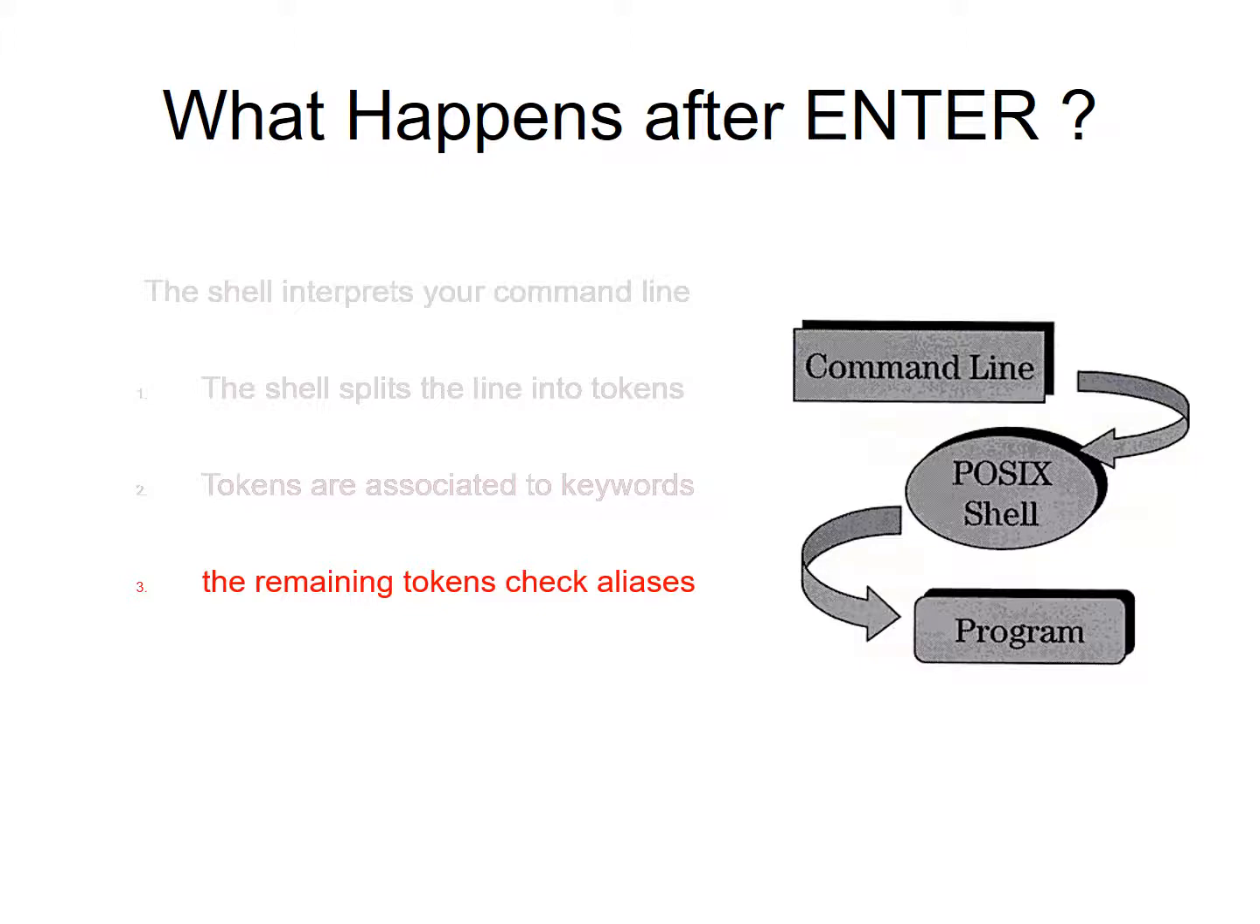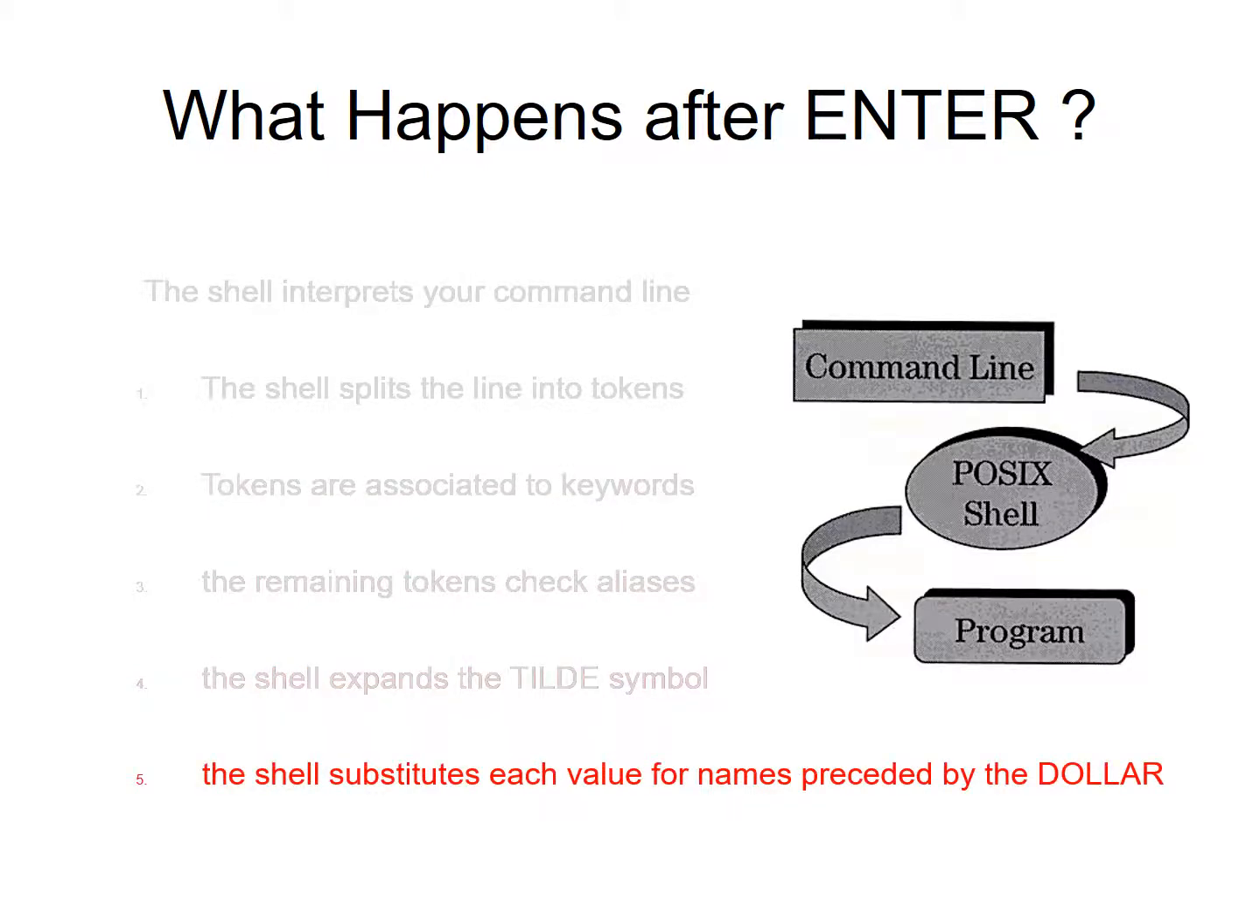At the fourth step, the shell performs substitution for the tilde. For the time being, all you need to know about it is that it's an operational shortcut to the current user's home directory. At the fifth step, the shell substitutes the values for any variable that is preceded by the $ sign. This is also known as the expanding variable stage.